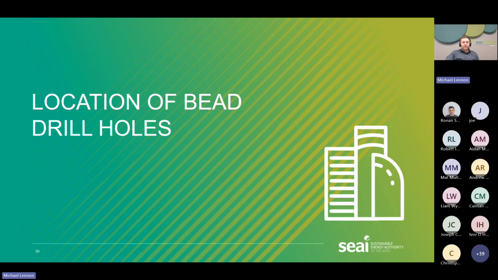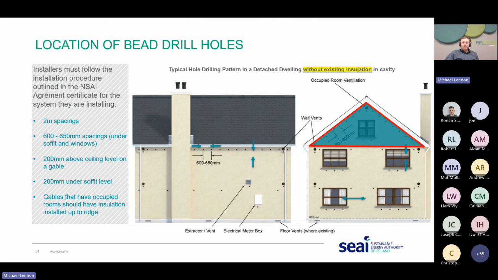So we'll move on to location of bead drill holes for cavity wall installation. So again, as installers, you must follow the installation procedure outlined in your NSAI agreement certificate for the system that you're installing. The drill pattern itself should be continued all the way across the wall unless it's overridden by a drill pattern associated with a window and door. So we're going to look at some examples taken from a typical dwelling here on a typical NSAI agreement cert.